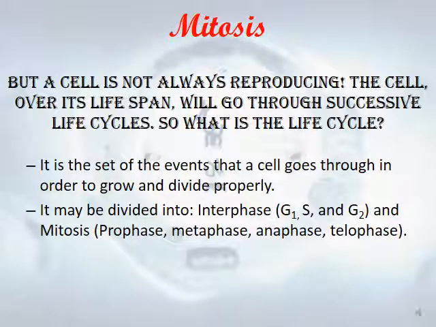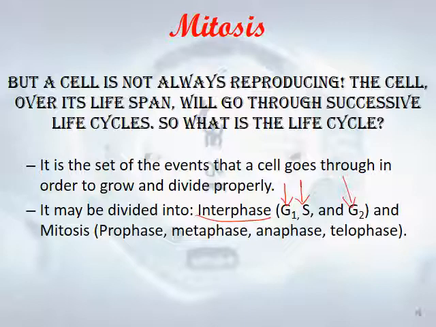Is the cell always reproducing? The cell over its lifespan will go through successive life cycles. So first, what is the life cycle? The life cycle is the set of events that the cell will undergo in order to grow and divide properly. It may be divided into interphase. Interphase has three stages: G1, gap 1, S, the synthesis phase, and G2, which is gap 2.